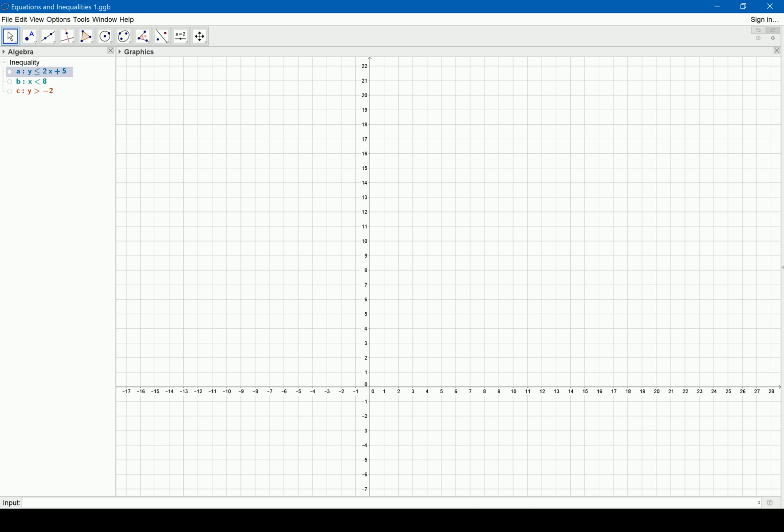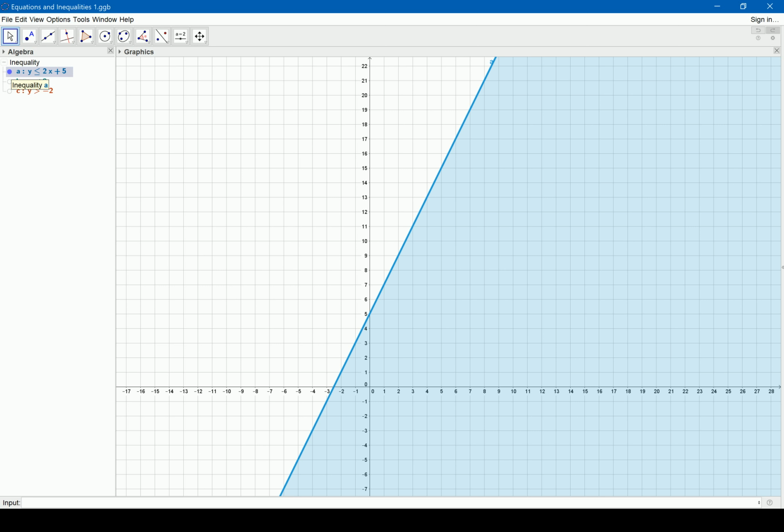So let's look at what happens when we plot these three functions. The first one is going to be 2x plus 5 and all of the y values that are less than that function. So if we plot that onto our graph, we have something that looks like this. Again, we've got a solid line here because we're talking about a non-strict inequality, and all of the y values that are less than the value of that function, so everything that is below my graph.